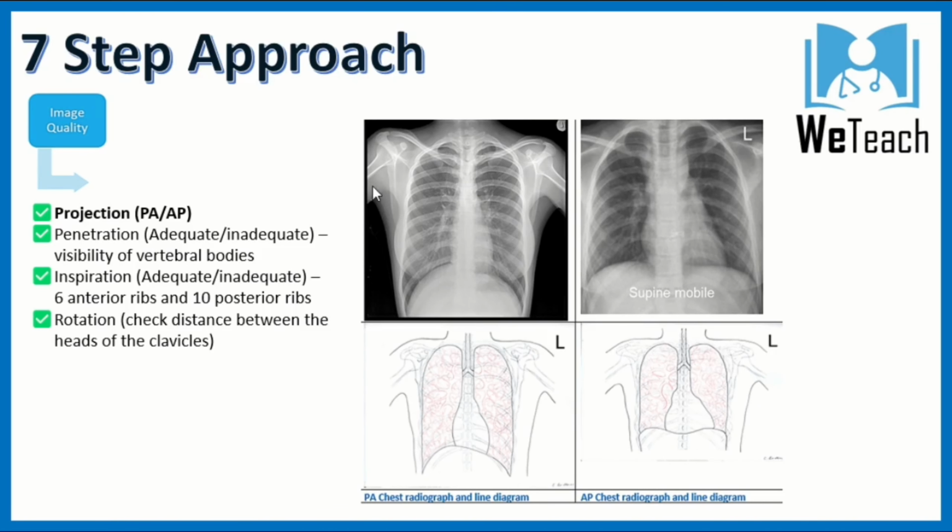This is how a posterior-anterior chest x-ray looks like compared to an anteroposterior chest x-ray. In the posterior-anterior chest x-ray, you can see that the posterior ribs are more prominent, whereas in the anteroposterior chest x-ray, you can see that the anterior ribs are more prominent.